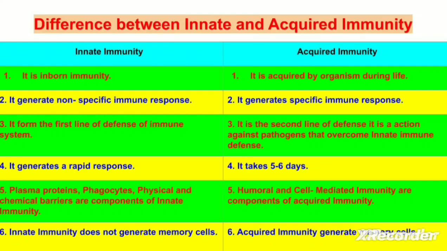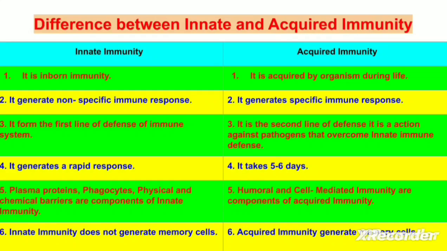Innate immunity forms the first line of defense of immune system, while acquired immunity is the second line of defense. It is an action against pathogens that overcome innate immune defense. Innate immunity generates a rapid response. Acquired immunity takes 5 to 6 days.